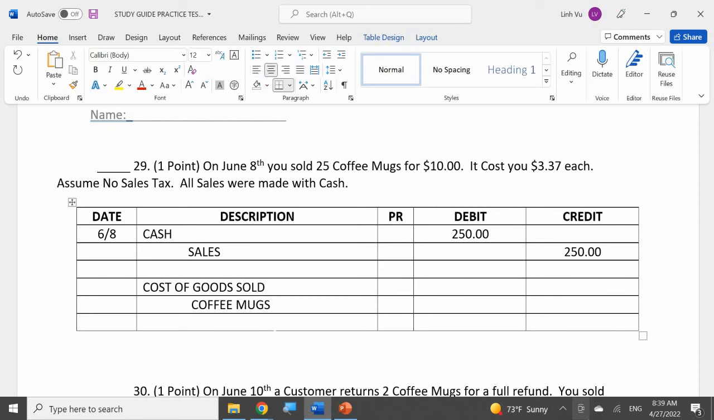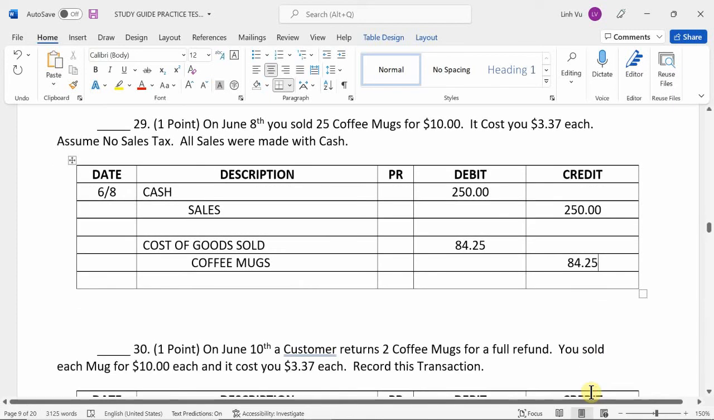So in this case, if each coffee mug cost you $3.37, how much is your total cost of goods sold? $84.25, right? Which is going to be $3.37 multiplied by 25 cups will give you your $84.25. Okay, perfect. Good.